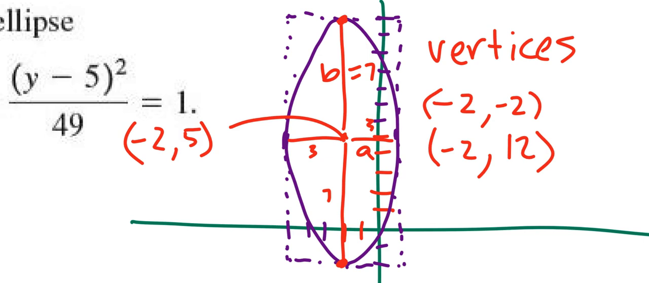Wait, where'd you get the vertices from again? We counted up 7 and down 7 from the center. You see the center, negative 2, 5? Yeah. We went up 7 and found negative 2, 12. And we went down 7 and found negative 2, negative 2. Vertices are correct, but at the end of the major axis. You're correct, it's where it curves, but at the end of the major axis.